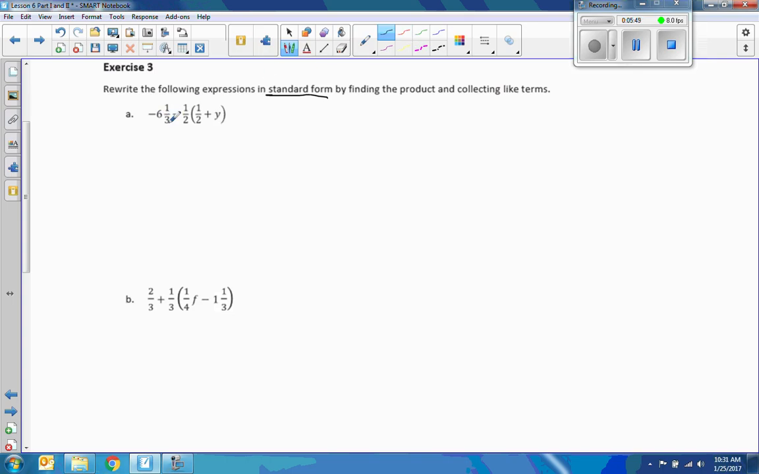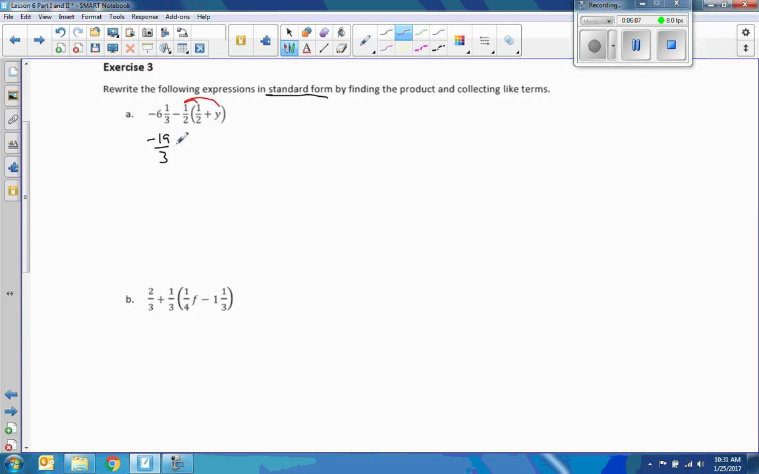So the first thing I'm going to do is make this improper. 6 times 3 is 18, plus 1 is 19, so that's negative 19 over 3. Okay. And while I'm at it, I might as well just distribute as well. I'll just change colors for this step. So I'm going to distribute here and here.